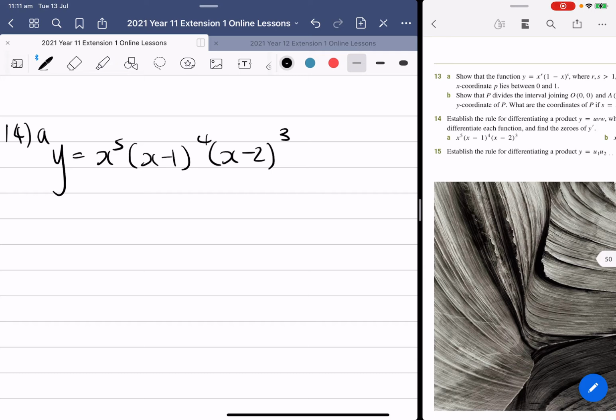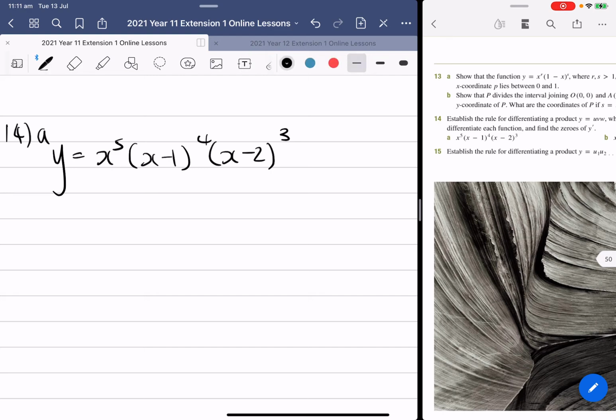Unfortunately, for a question like this one, you don't really have a shortcut. Some people try to combine them. Don't do that, it's a terrible idea. Don't expand either. You're going to have a crazy time if you expand it.